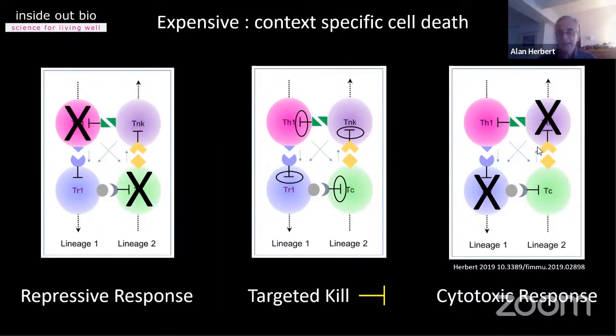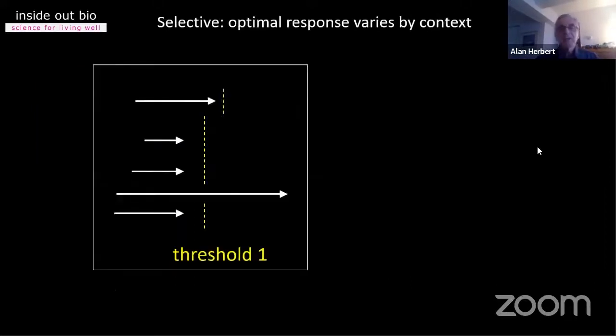And again, that takes energy, it's expensive. You're making cells just to kill them because they aren't going to serve any useful function in that context. Also, it's kind of selective as well. Of all the potential RNAs you can generate and all the potential responses that you can make, you only want to select those that are relevant to the context.